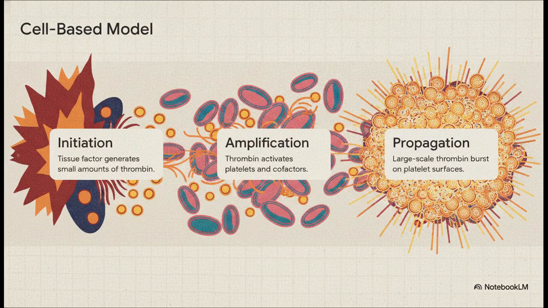The answer is B. The absolute crucial point here is that coagulation isn't just randomly floating around in the blood. It actually happens in 3 highly localized steps right on cell surfaces. First, initiation, where tissue factor makes a tiny bit of thrombin. Then amplification, where that thrombin primes the platelets. And finally, propagation, creating a massive thrombin burst directly on the surface of those activated platelets.